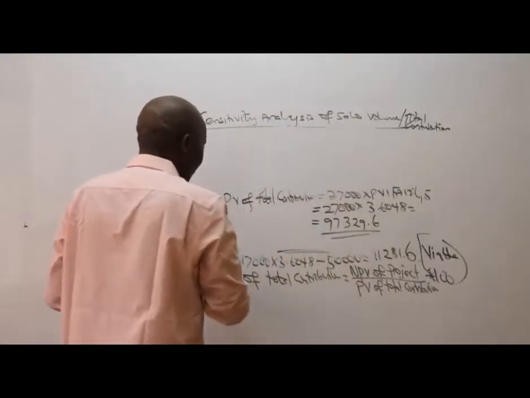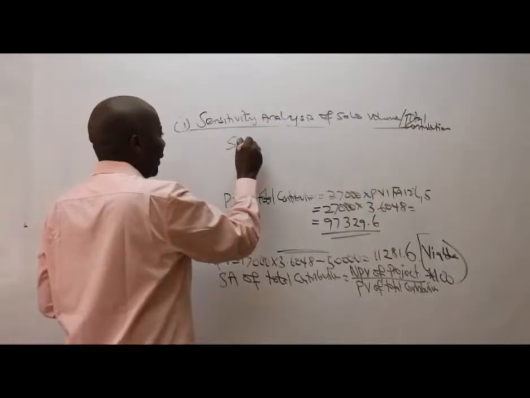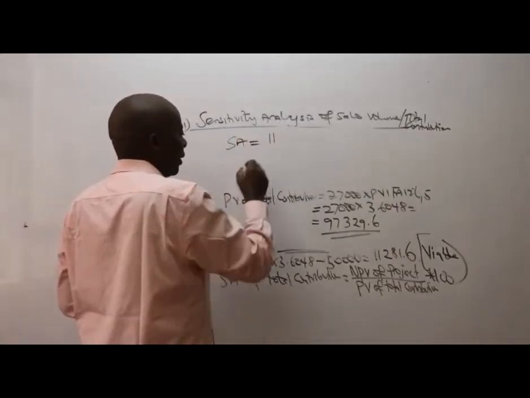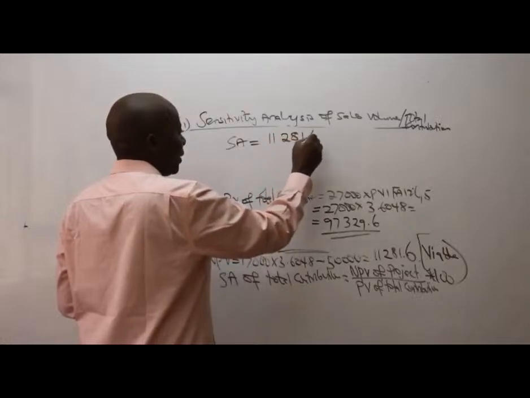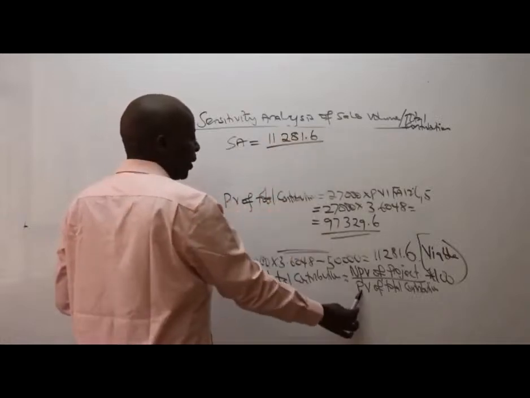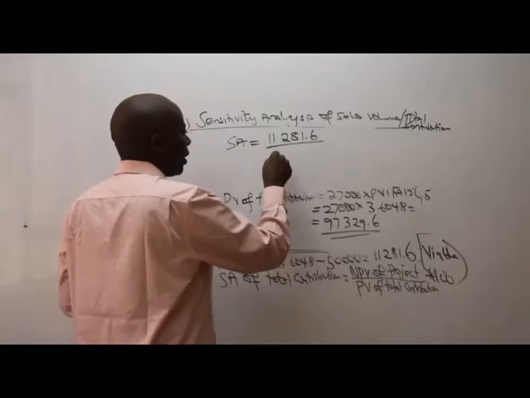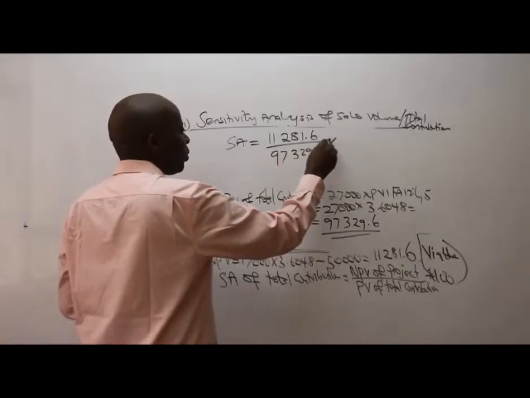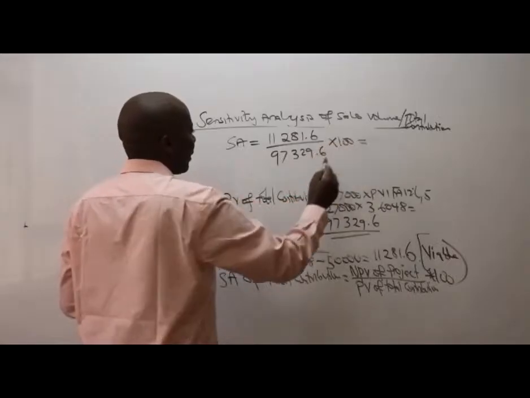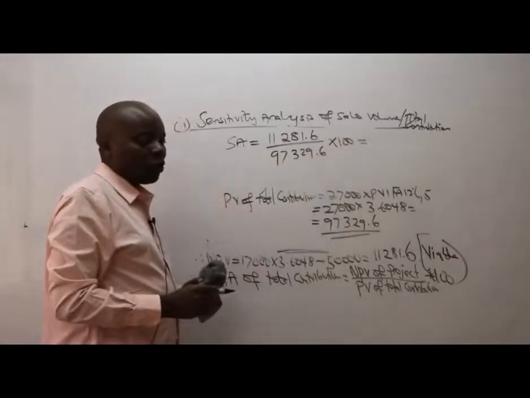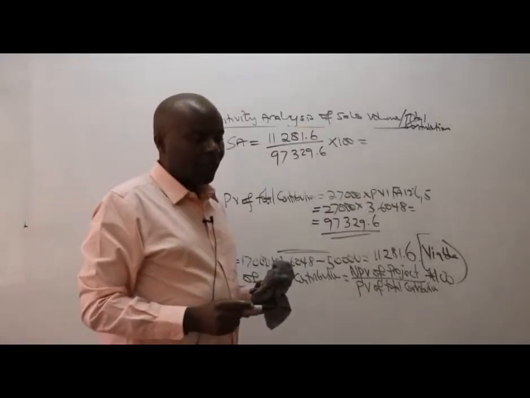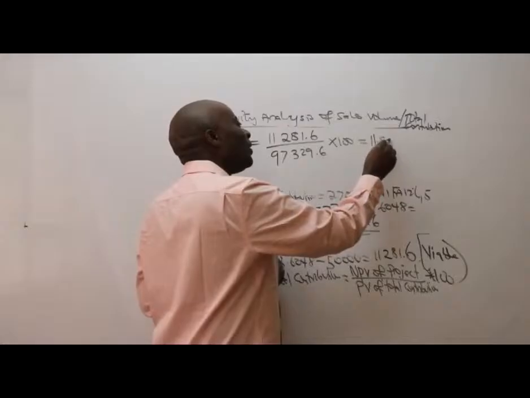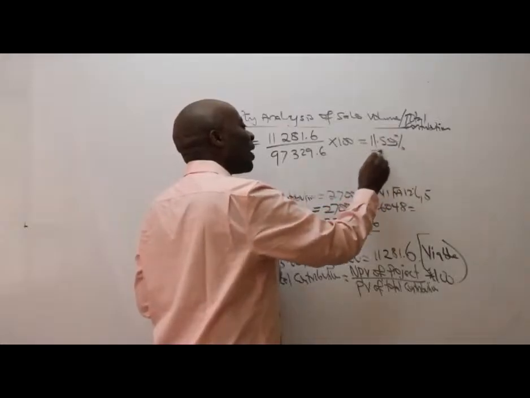So continuing, our sensitivity analysis will be equal to the NPV of the project, which is 11,281.6, all over the total present value of our contributions, which is 97,329.6, times 100, as David reminded us. So this will give us what percentage? 11.59.